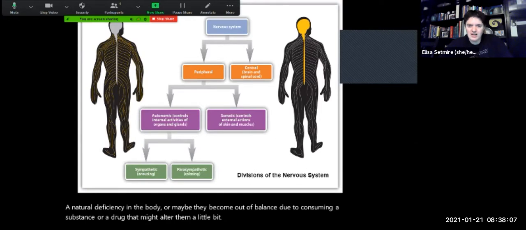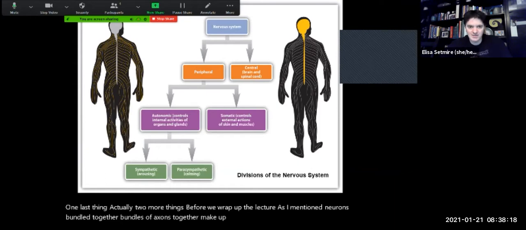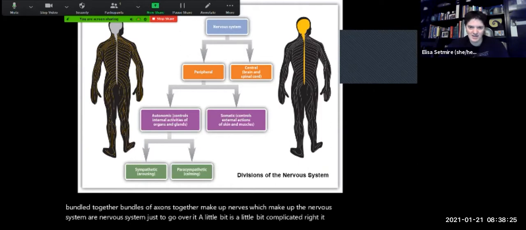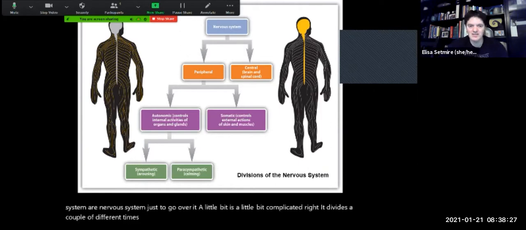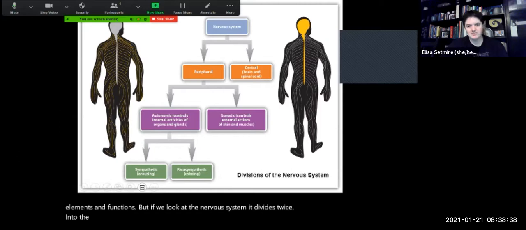One last thing, actually two more things before we wrap up the lecture. As I mentioned, neurons bundled together, bundles of axons together make up nerves, which make up the nervous system. Our nervous system, just to go over it a little bit, is a little bit complicated, right? It divides a couple of different times into different subsystems that all control their own elements and functions. But if we look at the nervous system, it divides twice into the peripheral and the central nervous systems.